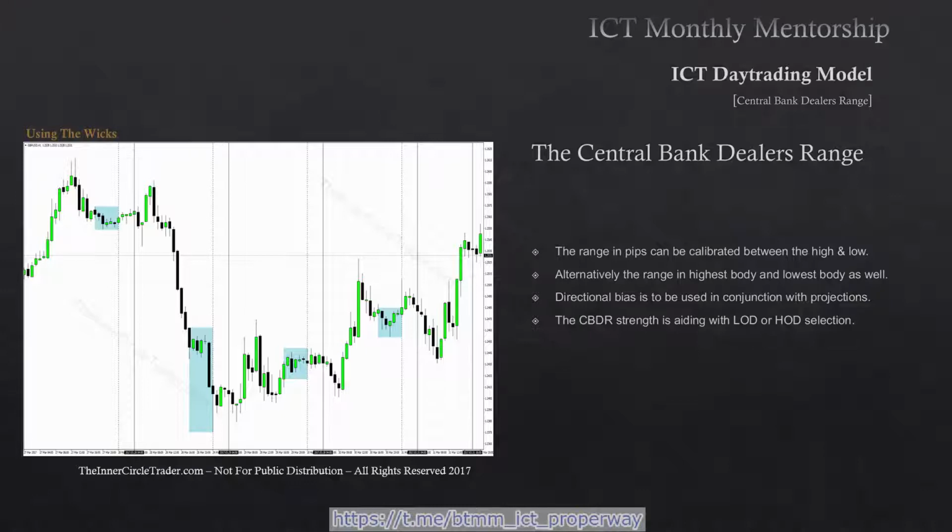Now, obviously, we need to know directional bias for this to be of any assistance to us, so it has to be used in conjunction for our projections to work. The central bank dealer's range strength is aiding in the low of the day or high of the day selection.